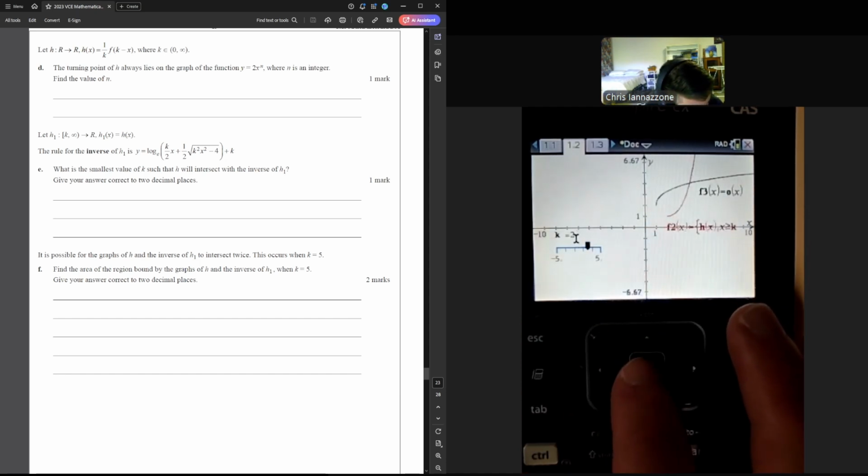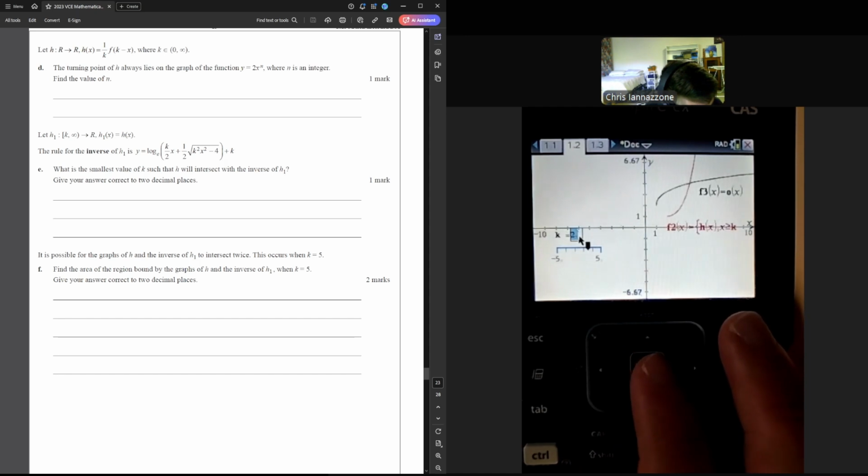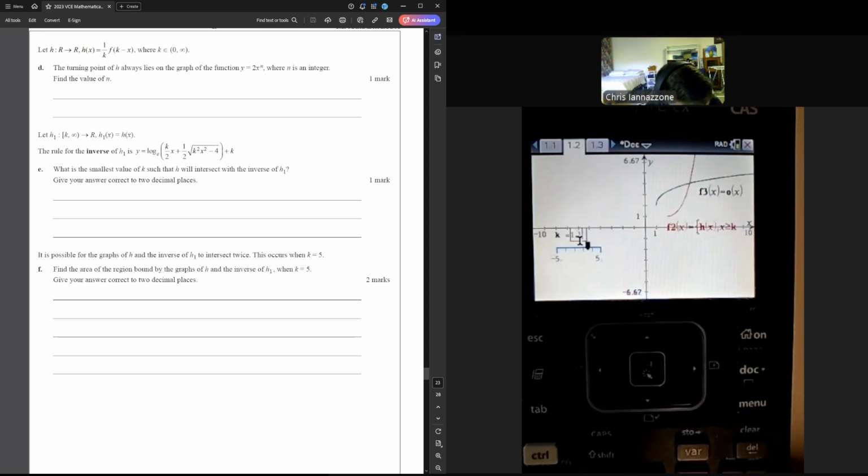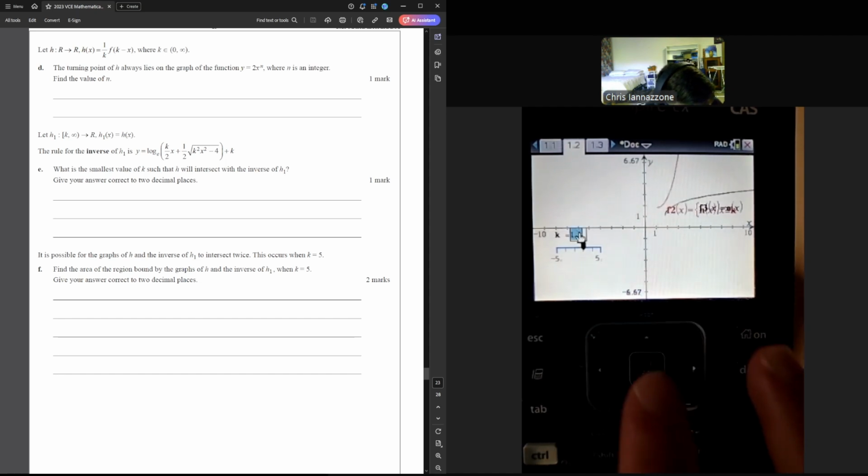Now if we play even more, we saw k equals 1 didn't quite work. What about k equals 1.1? Just so we can get an idea of what might be going on. It gets closer, but not quite.